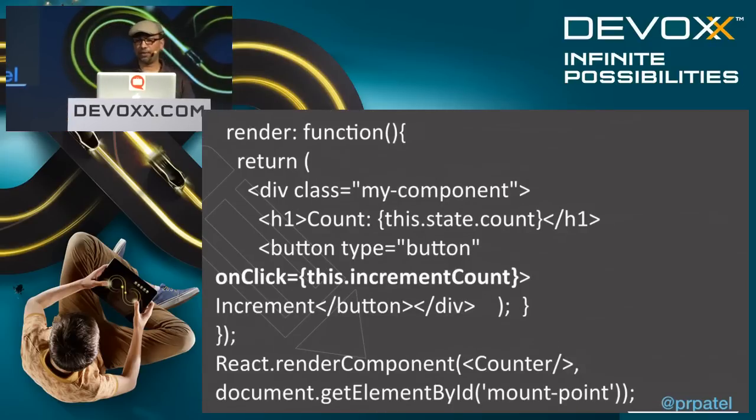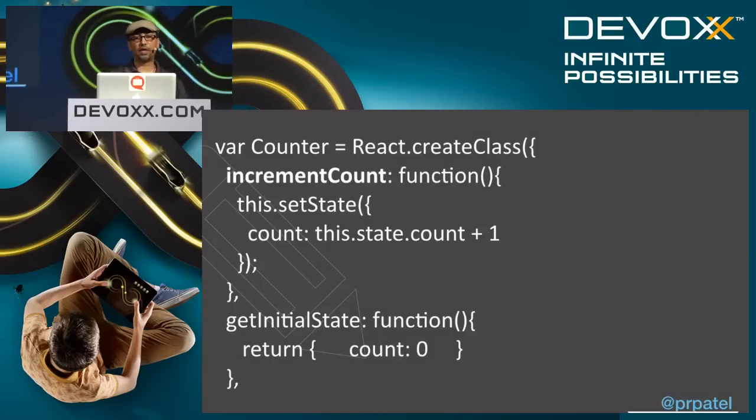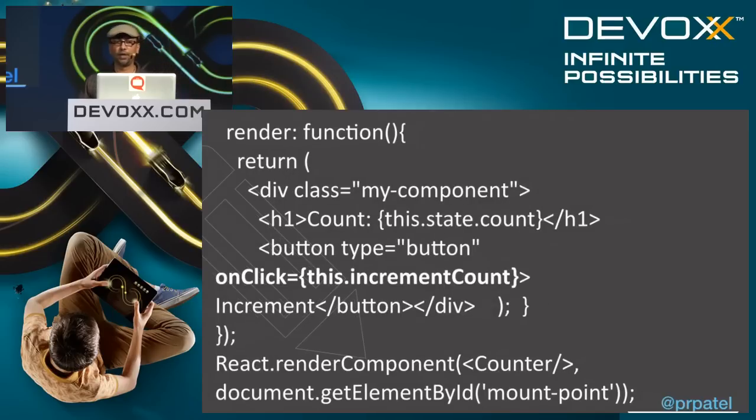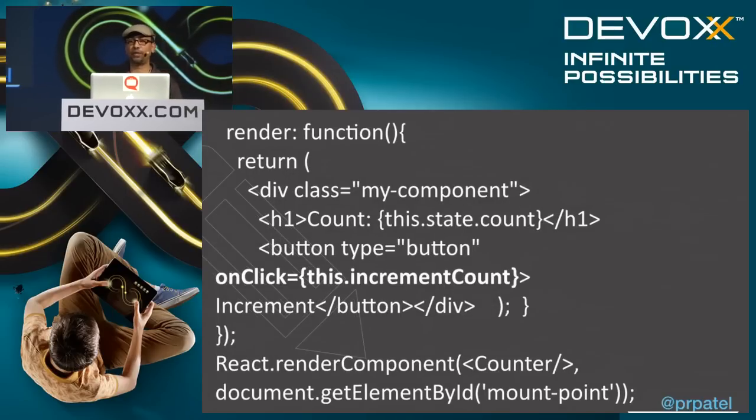This is the second part of it. If you remember the first part, we have this increment count function. It's just a random function that we have in this specific component called counter. But if we look at how that hooks in, you'll see what we do is we say button type equals button, and then we say onClick this.incrementCount, right? So we're calling the thing that we had on the previous slide, right?